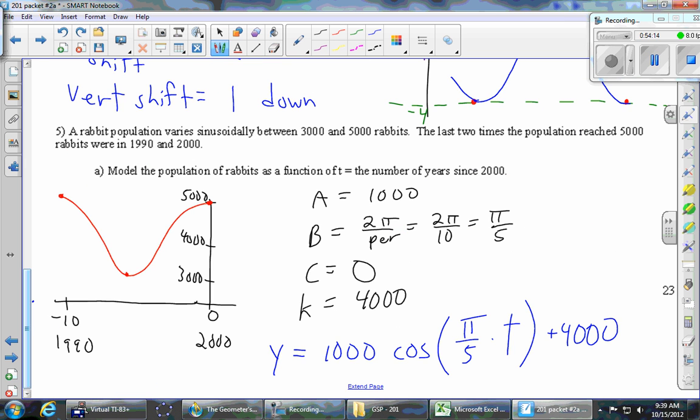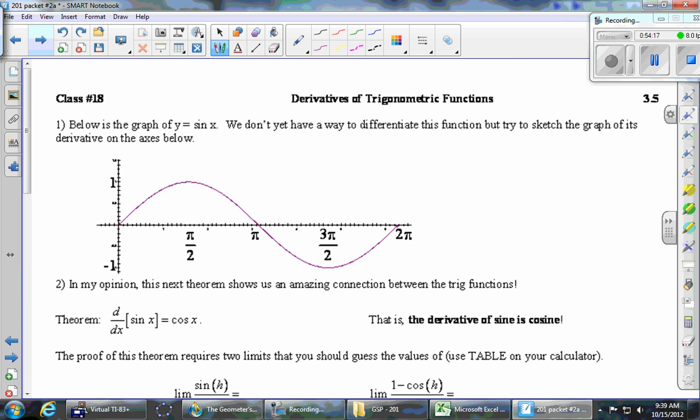So we've got our equation. Now we're going to use the equation in part B. Can we go to Bubba for B?